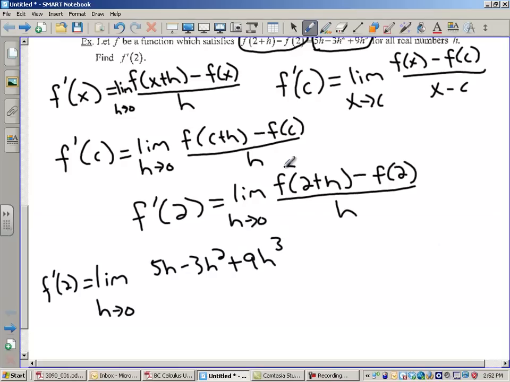And that's this entire numerator. But I still have to divide by what? Did I hear it out there? It's just like Blue's Clues. That's right. I heard it. Good job. Divided by h.